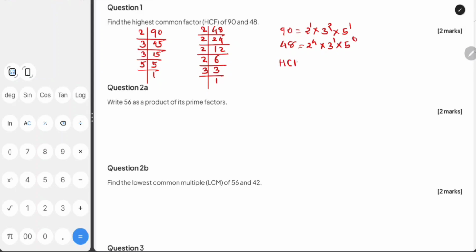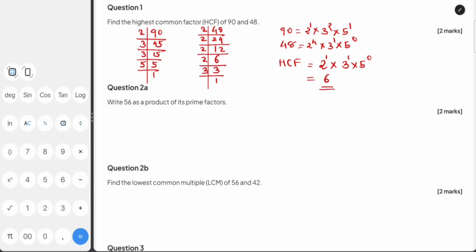Now in HCF we consider the smallest power of each factor. So that's 2 raised to 1 is the smaller power, 3 raised to 1 is the smaller power, and 5 raised to 0 is the smaller power of 5. So 2 3s are 6 and 2 1, so that's 6. Clear?